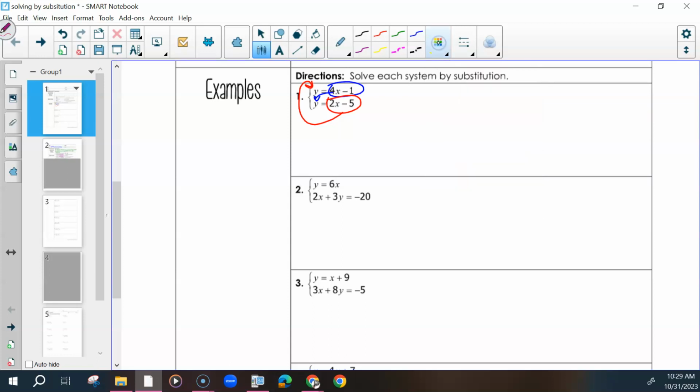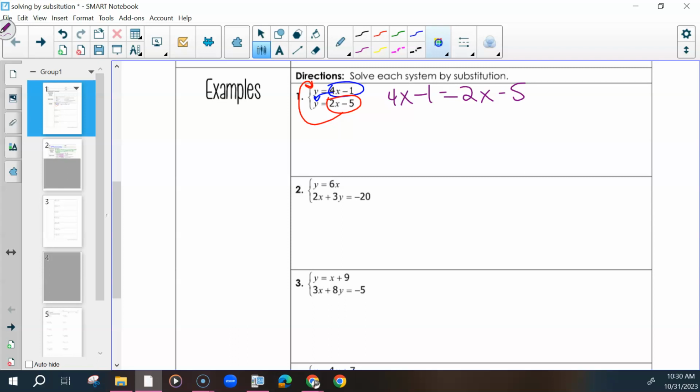It does not matter which one you do, because at the end, you're going to get one equal to the other. It does not matter if you put this on this side or the other way around. You have substituted it into each other. This only works this way if they're both y equals already.